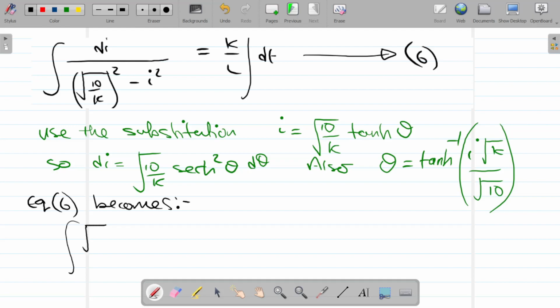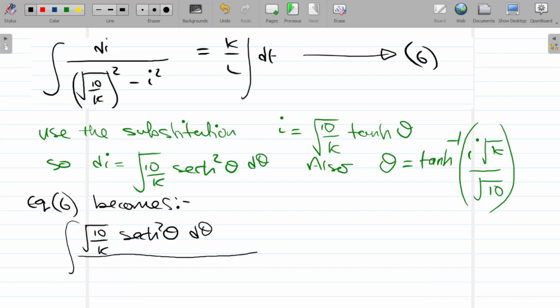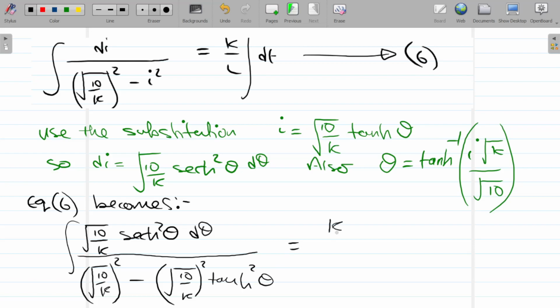So we've got the root of 10 over k, sec squared theta d theta, divided by the square root of 10 over k, all squared, minus... well, I is root of 10 over k tan theta, so we're squaring the right hand side to give the square root of 10 over k all squared tan squared theta, and that's equal to k over L times the integral of dt.